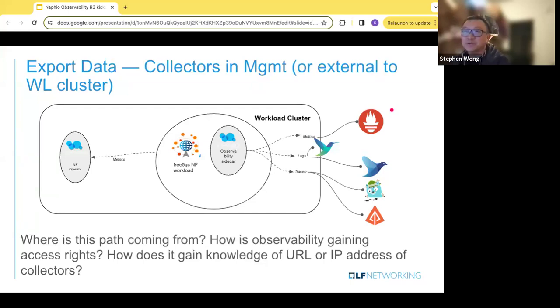I'm not saying this is the way to do it, but that's another area to resolve, which is the knowledge of the collectors that sit on the management cluster. How do we communicate that? Whatever we do here would probably have implications on how we do it in general for all the SIG automations. So hopefully we get something great out of this.